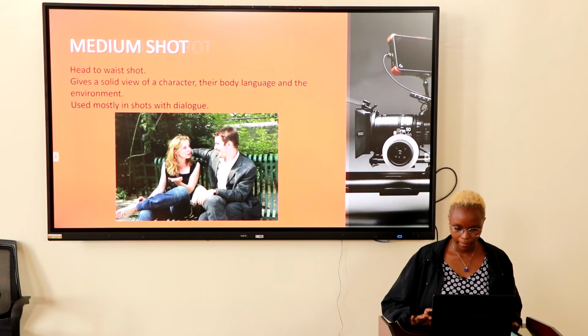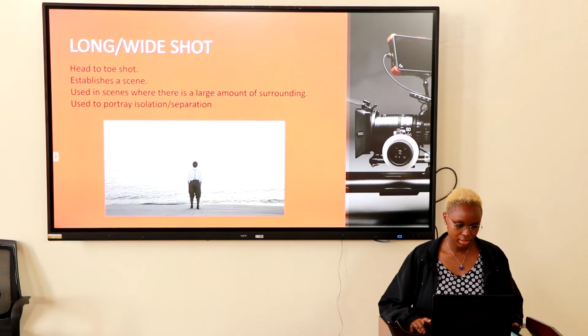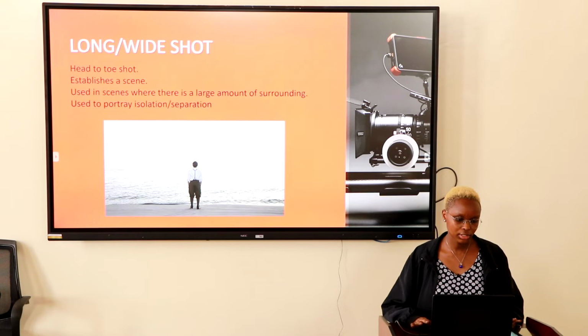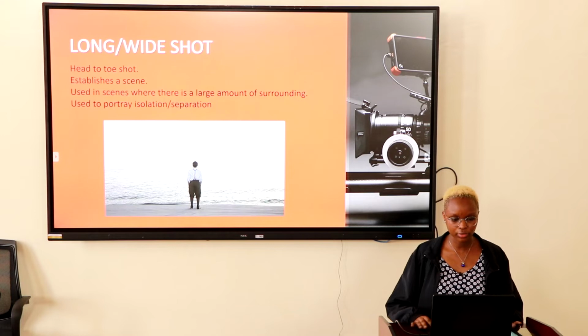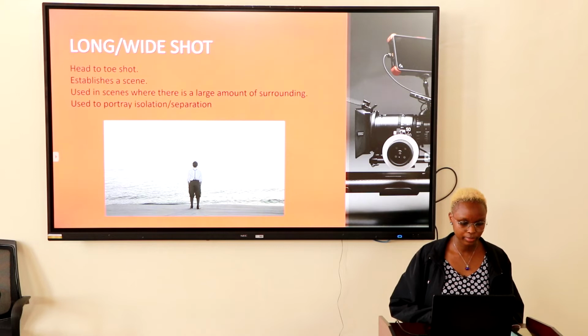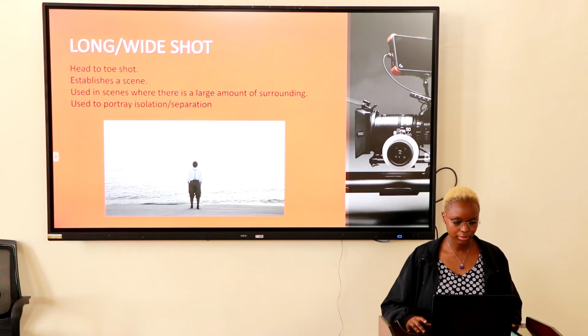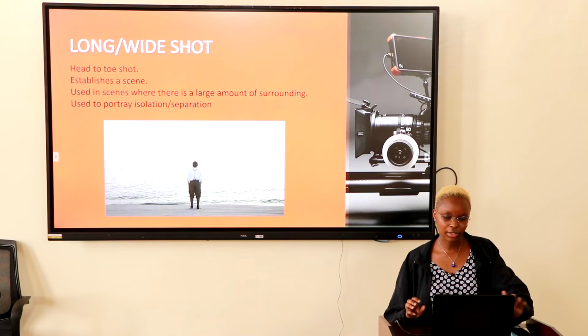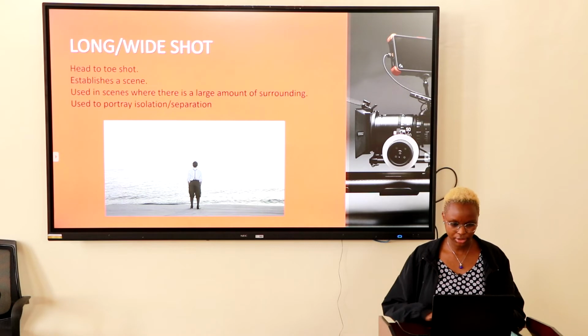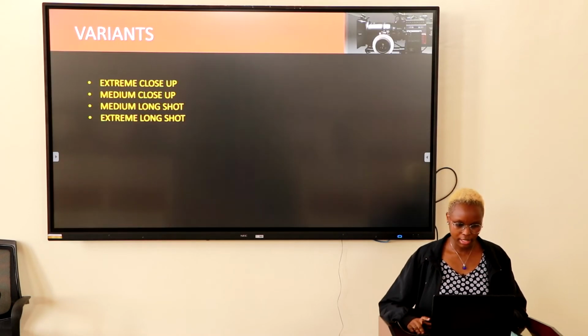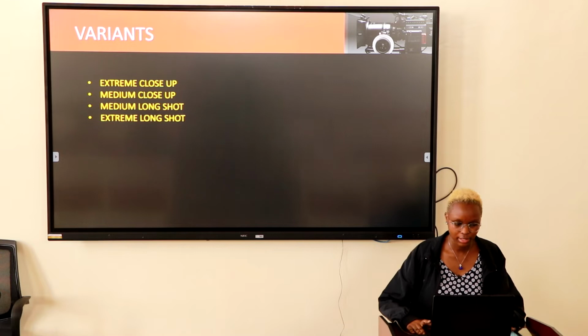The long or wide shot is also an approximation of a head-to-toe shot. It establishes a scene, and it is used in scenes where there's a large amount of surrounding. It's also used to portray isolation or separation. For instance, in this picture, you can clearly tell that there's a sense of isolation, and the surrounding is basically an ocean, if I'm not wrong, and he's somewhere at a beach.